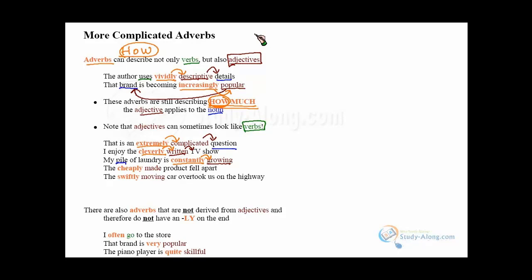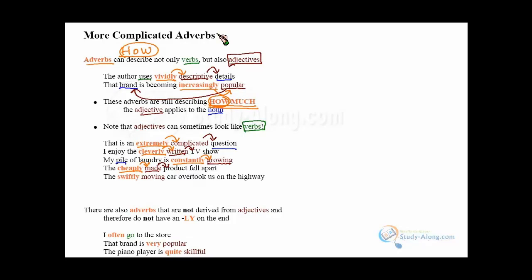The cheaply made product fell apart. Great, now what kind of product do I have here? Well, it looks like my product has been made. So my product is a thing, and I'm describing the thing, trying to say what kind of thing it is by saying it's a made product. It's not a manufactured product. It's not a natural product. It's a made product. Now, how was it made? It was made cheaply. So cheaply is an adverb describing the adjective made.